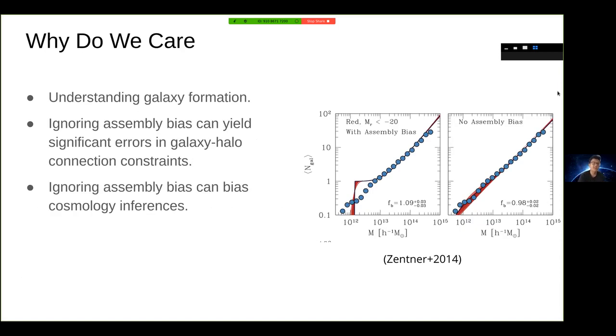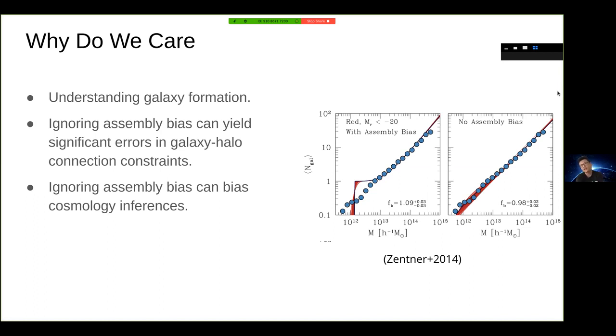So why do we care about assembly bias? Understanding galaxy assembly bias will help us understand the processes in galaxy formation. And in terms of modeling, ignoring assembly bias can yield significant errors in galaxy halo connection constraints. It could also bias your cosmology inferences.